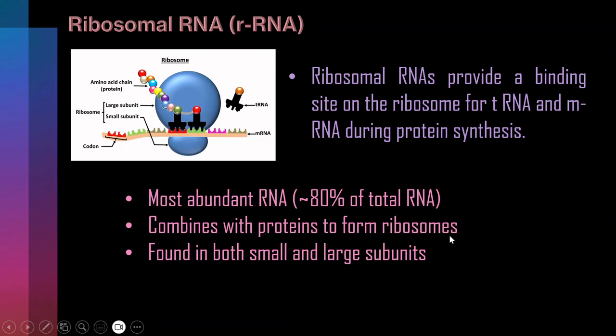Ribosomal RNA provides a binding site on the ribosome for tRNA and mRNA during protein synthesis. And ribosomal RNA is the most abundant RNA, consisting of almost 80% of the total RNA. And it combines with the proteins to form ribosomes. And these ribosomal RNAs are found in both the small and large subunit of the ribosome.